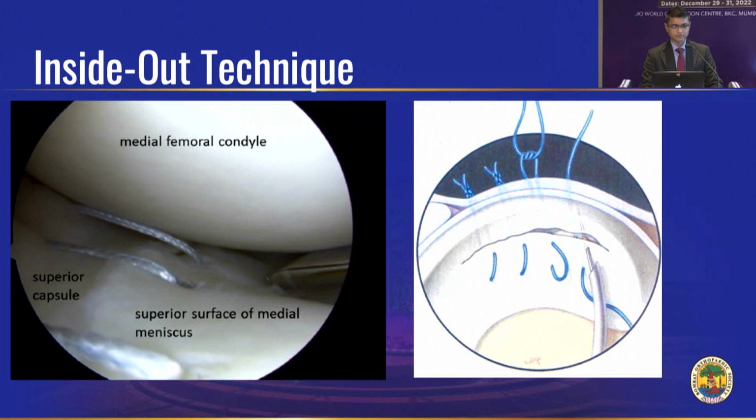This is how it would look after the repair is complete, where one end is through the capsule, the other end is going through the meniscus, and the knots are taken on the capsular side.